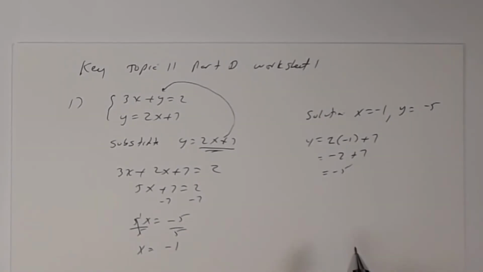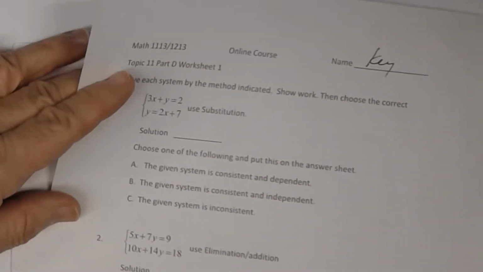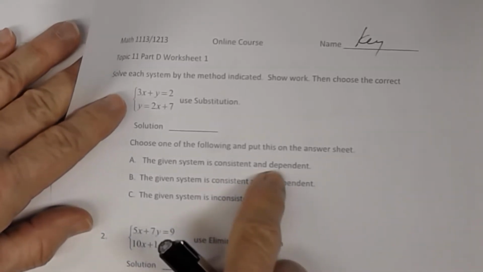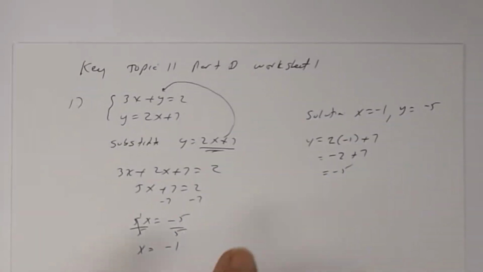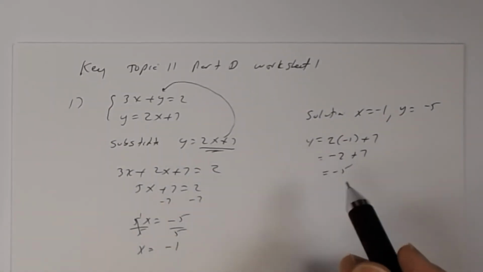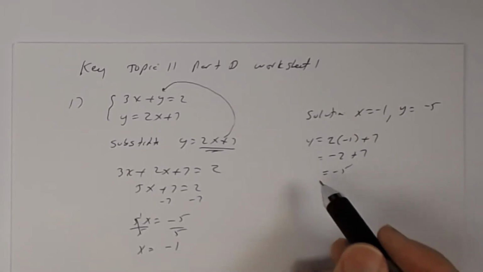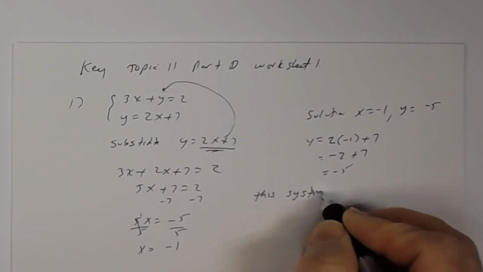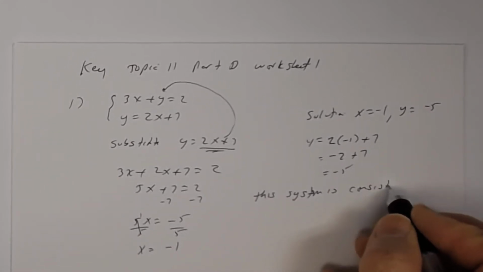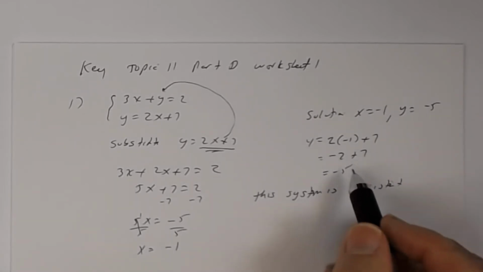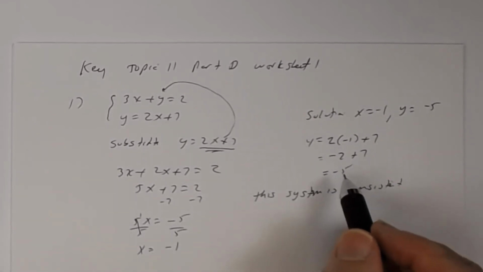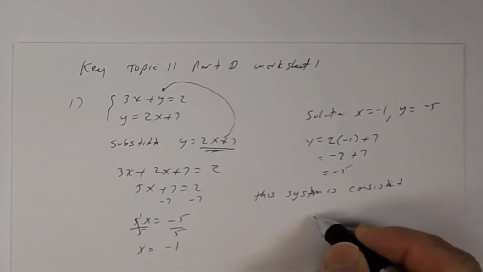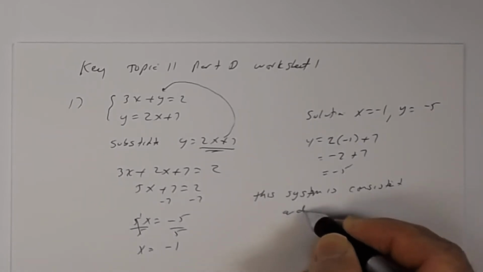Now remember, in our lesson, we learned what it means for a system to be consistent, for a system to be inconsistent, for a system to be dependent or independent. So if a system has at least one solution, one or more, then it's consistent. So this system is consistent. And since it's not an infinite set of solutions, since it's finite, there's only one solution, then it's also independent. So consistent and independent.